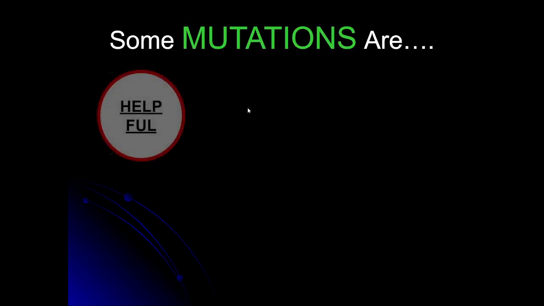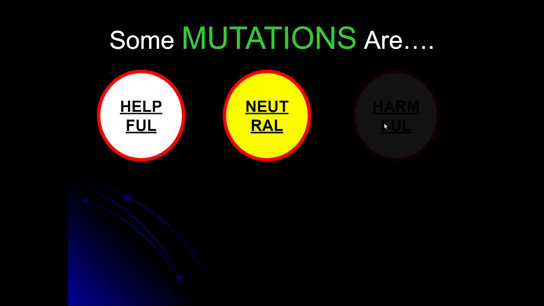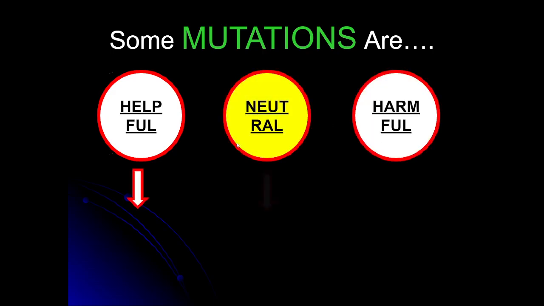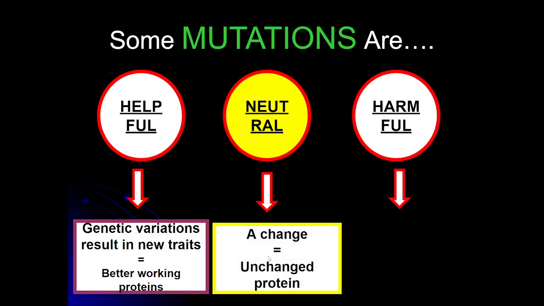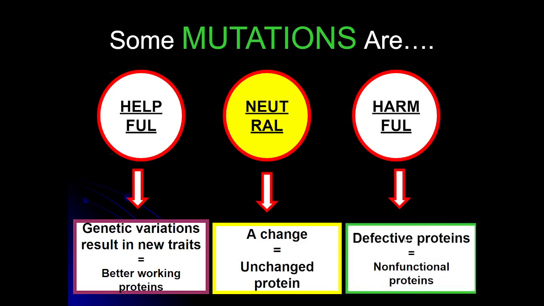Some mutations are helpful, neutral, or harmful. Genetic variations result in new traits, which could result in better working proteins. Neutral is a change which equals an unchanged protein, so the function stays the same. And defective proteins, which means non-functional proteins, can be harmful to the organism.